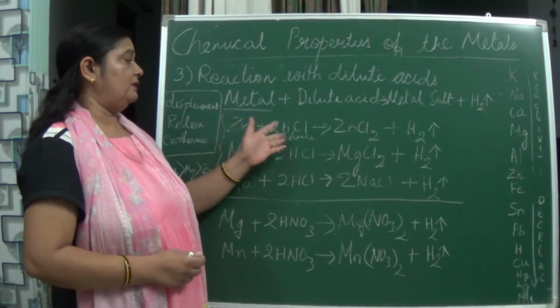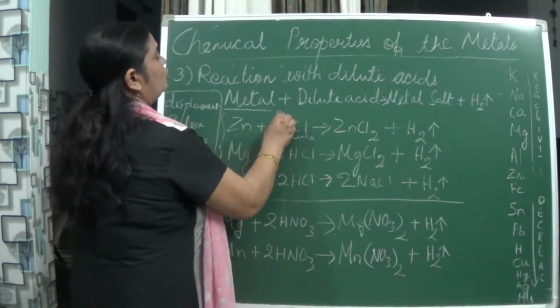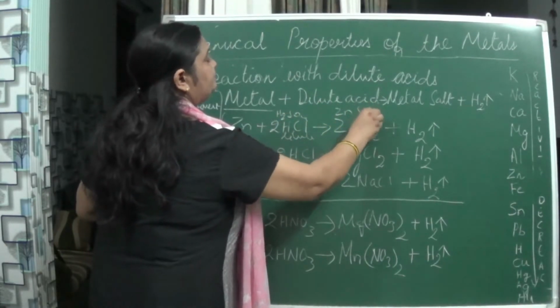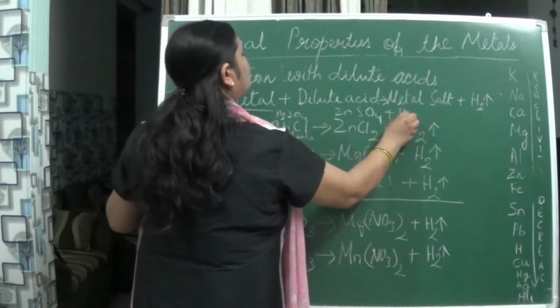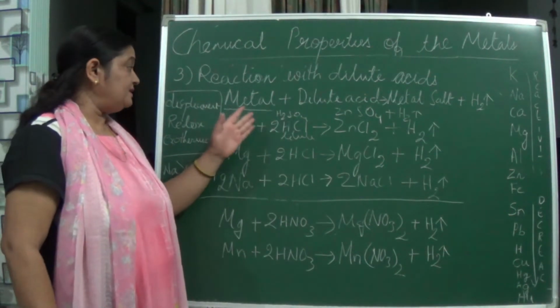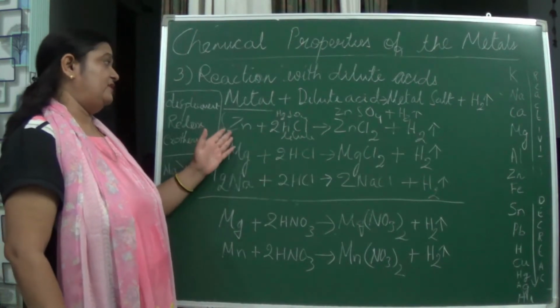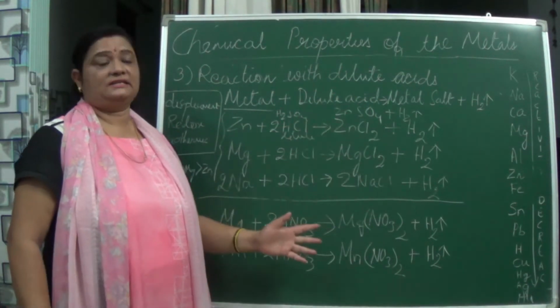If you write, instead of HCl, H2SO4, what will be formed? ZnSO4, isn't it? Plus H2 will be given out. So with dilute sulfuric acid also they will react to give the corresponding salts, like when zinc reacts with dilute H2SO4, it gives zinc sulfate and hydrogen gas is given out.